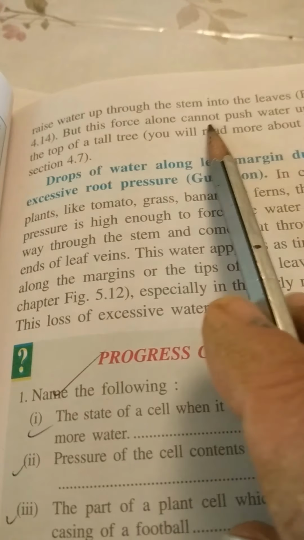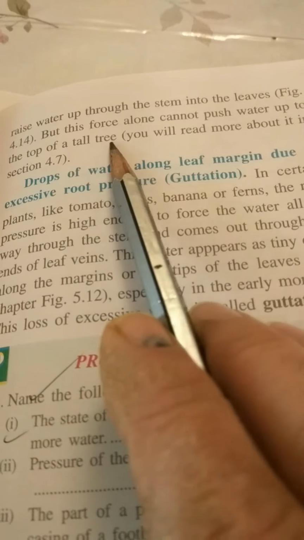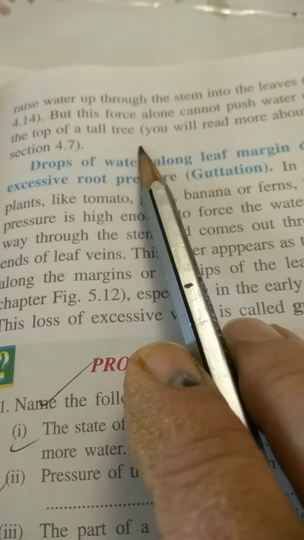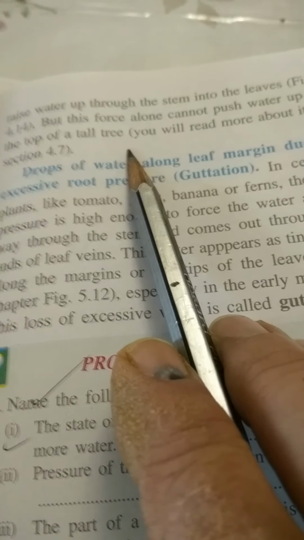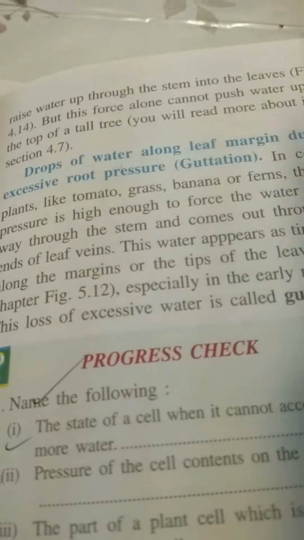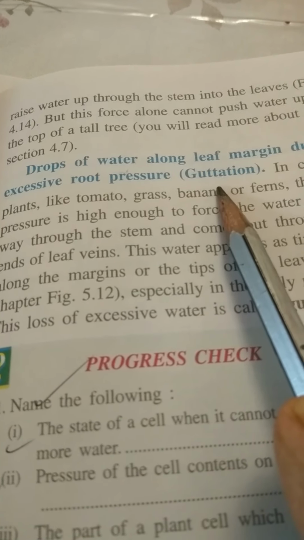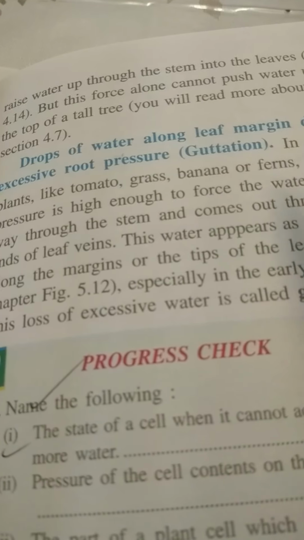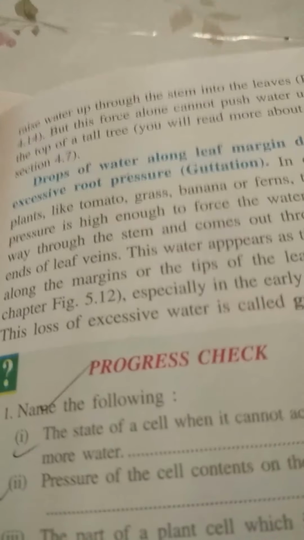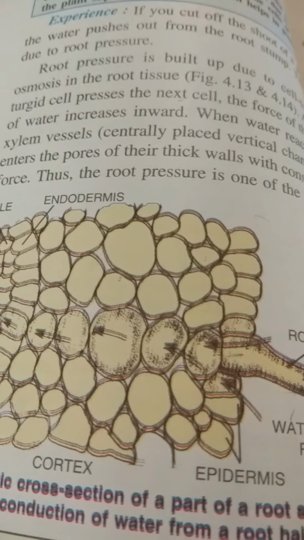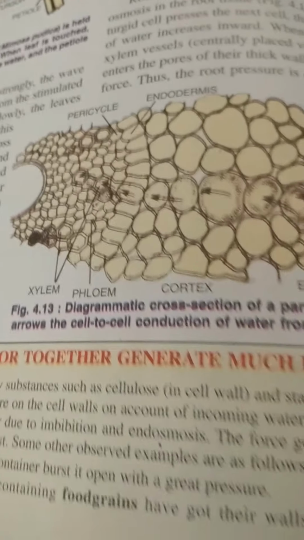But this force alone cannot push up water to the top of a tall tree beyond a certain height. The water is being lifted up by the root pressure. But in very tall trees, along with the root pressure, one more force acts on it, that is transpiration pull. That I explained to you in transpiration also. So both these forces are responsible to take up water from the root hair cell up to the top height of the tall trees.